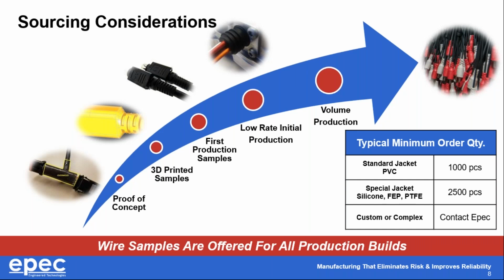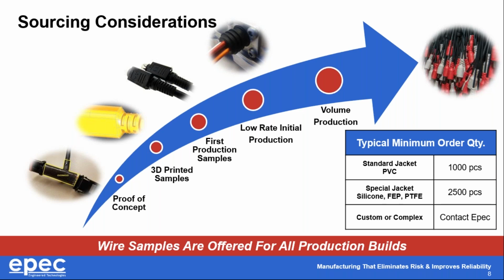First, it's important to note that there are, generally speaking, 5 phases of product development. This ranges from your proof of concept device, some 3D printed samples that either you source online or you can do in your own lab, the first production samples or the first parts off the tool, your low rate initial production, and finally, your high volume mature production.